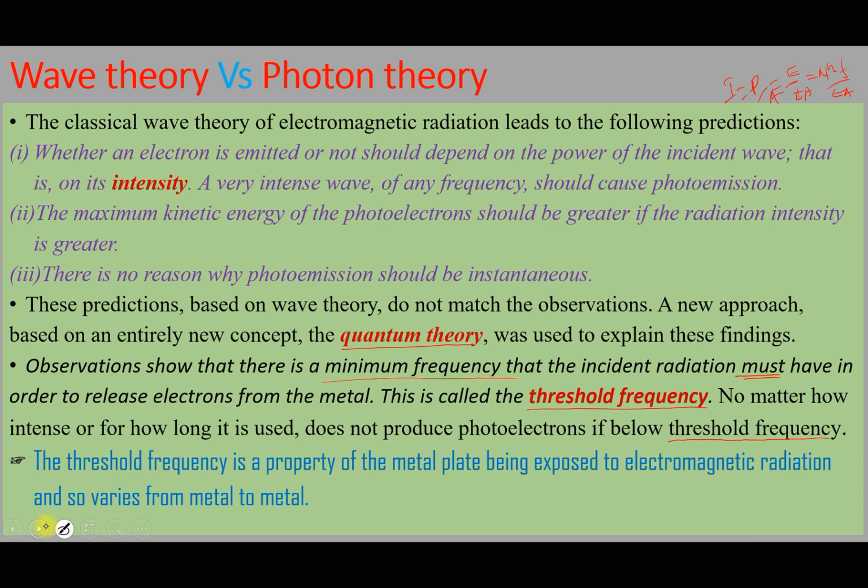Yet experiments show that even if the wave is intense enough, as long as its frequency is below the threshold, even if we increase the intensity, nothing is observed. But if the frequency is above threshold, increasing the intensity would increase the kinetic energy of the photoelectrons emitted, which would increase the stopping potential. Increasing the intensity only affects the photocurrent as long as the frequency of the incident radiation is above the threshold.